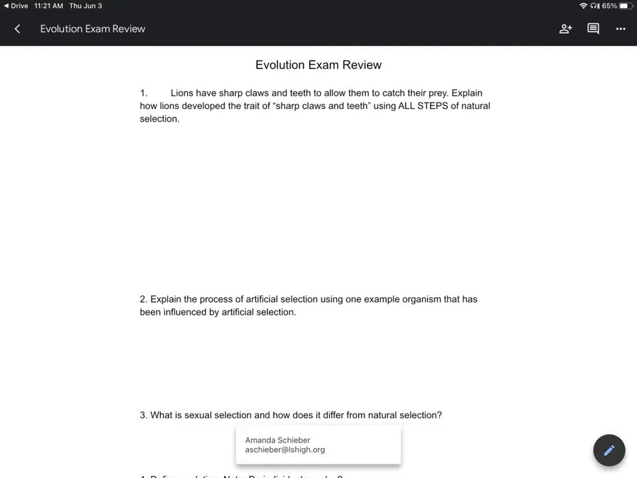So generally, for any natural selection question like this, you want to be specific and say, first of all, some lions are born with sharper claws or teeth than other lions. There's differences among them, variation in the population. And then not all of the lions are going to survive to adulthood to reproduce. Some of them are going to die. And the lions with better claws and teeth are more likely to survive and to be able to reproduce.